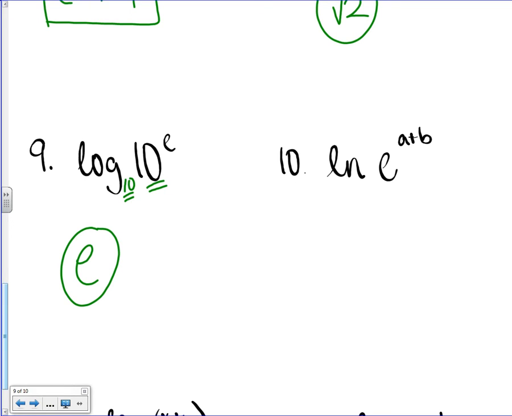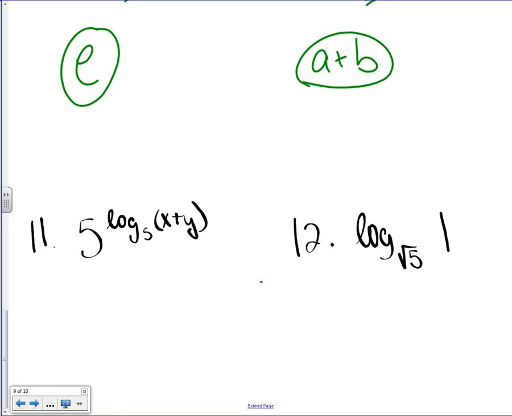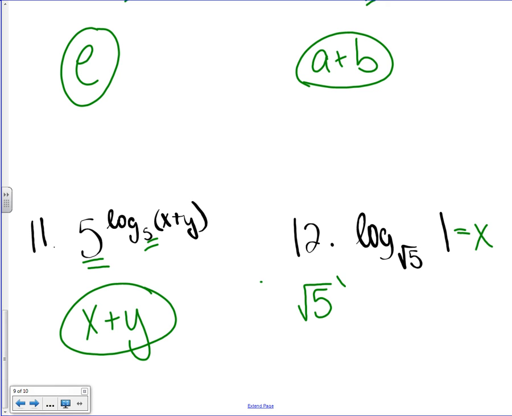Same idea with number 10. The base is e, this base is e, so all you're left with is a plus b. And last but not least down here, let's throw some more in. Base 5, all you're left with is what you're taking the log of. And if I want to take the log of 1, no matter what the base, again, if you write this in exponential form, you will see that the only possible way for that to happen is to be an exponent of 0.